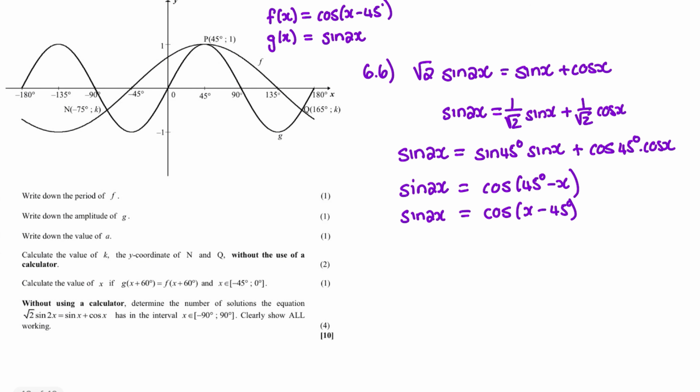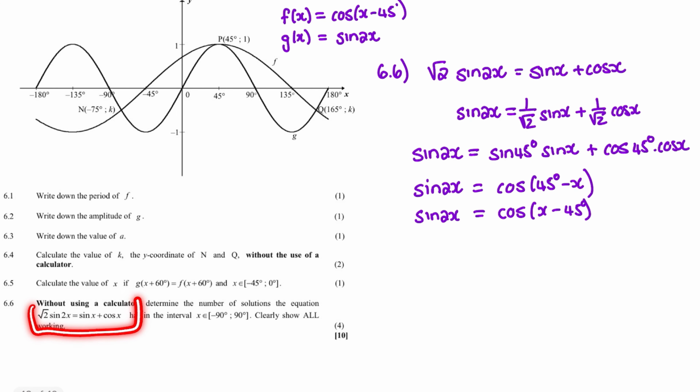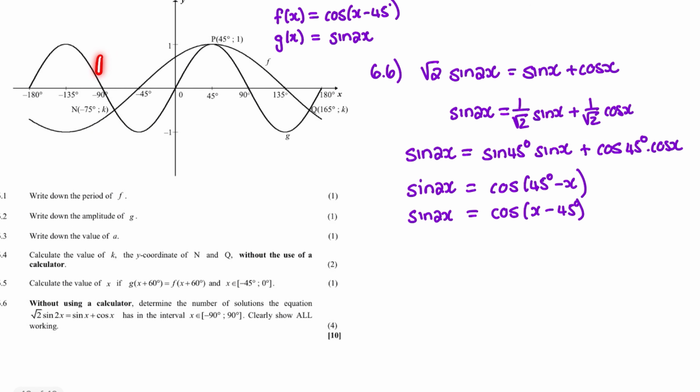So when I rewrite the equation that they gave me and I look in the interval of minus 90 to 90 degrees, I can use my graph to answer that question. So I'm looking at in that interval of minus 90 to 90, where do the graphs intersect? And they intersect at x equals negative 75 degrees and x equals 45 degrees. But the question says determine the number of solutions, not the position of that solution. So therefore, 2 solutions.